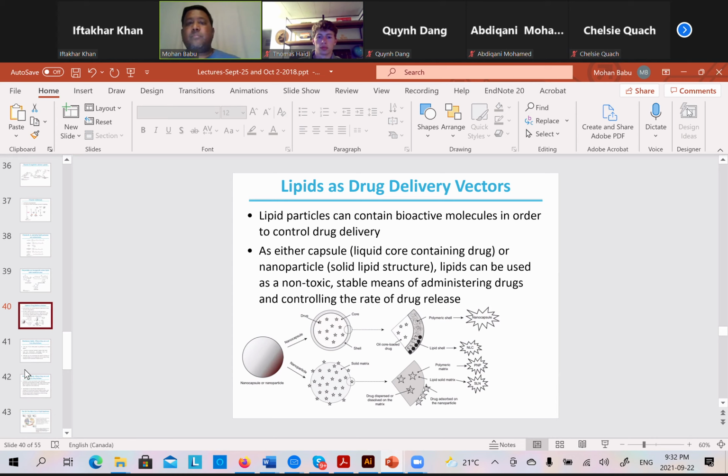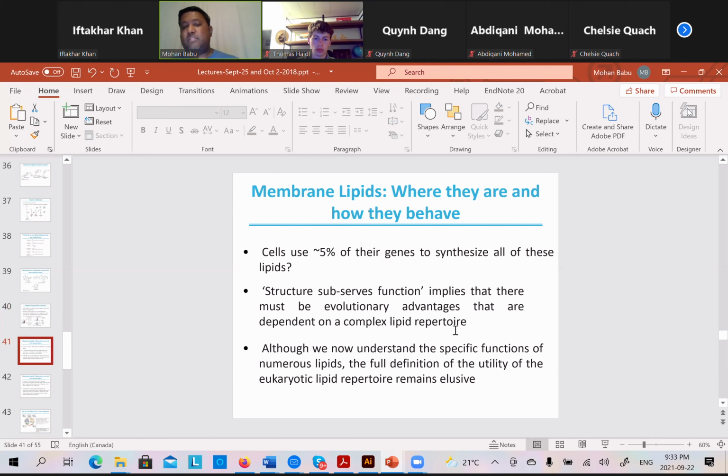Let's talk about membrane lipids, where they are and how they behave. Usually 5% of the genes synthesize all these lipids: various glycerolipids, sphingolipids, and various types of lipids. Usually they are dependent on the complex lipid repertoire. We do understand the specific functions of numerous lipids, but for many of them, their functions are still very unclear.